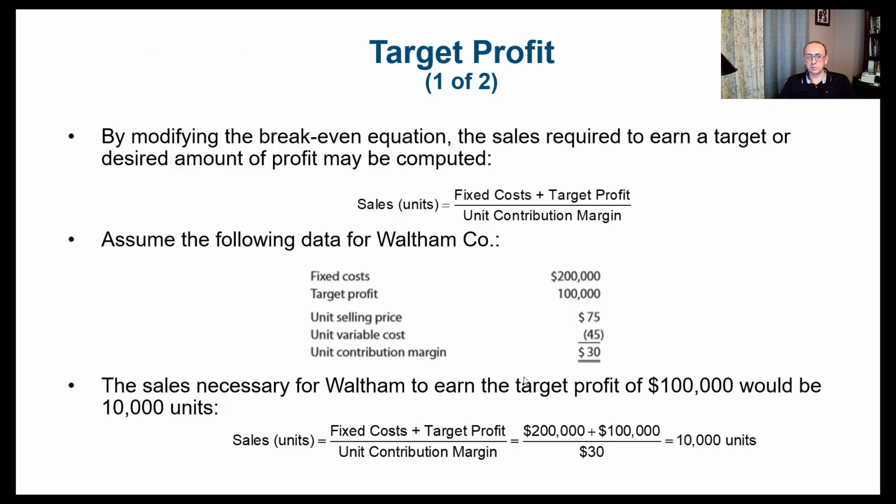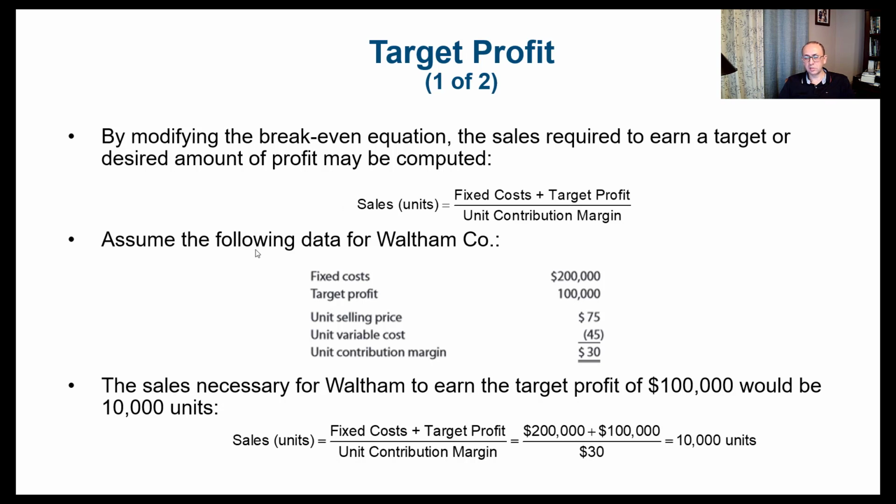Now let's talk about target profit. So what is target profit? We're talking about break-even, which is when we are assuming zero profit. But let's say we want to have a desired profit. Can we calculate our sales in volume and maybe in dollar values? By modifying the break-even equation, the sales required to earn a target or desired amount of profit may be computed as follows. We used to have fixed cost divided by the unit contribution margin. Instead of that, we have fixed cost plus a target profit divided by the unit contribution margin. We get the sales units.